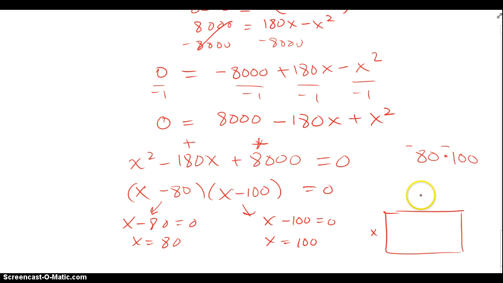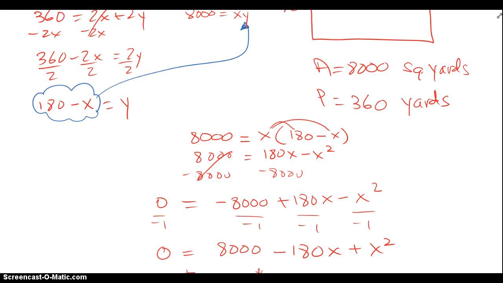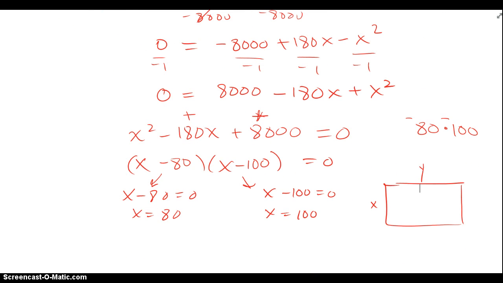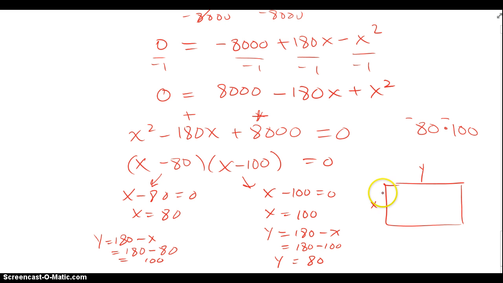remember it was x and this was y, and we knew that y was 180 minus x. So y is 180 minus x, and if I know that x is 80, let's get the y value, which is 100. Or if x is 100, you'll notice like we did in class, it just gives you the same value. 180 minus 100 gives me 80 anyway. So bottom line is, it doesn't matter whether I look at it like this, or maybe I look at it like that.